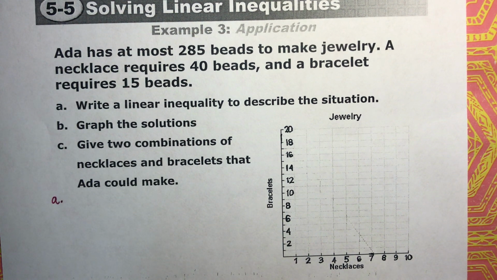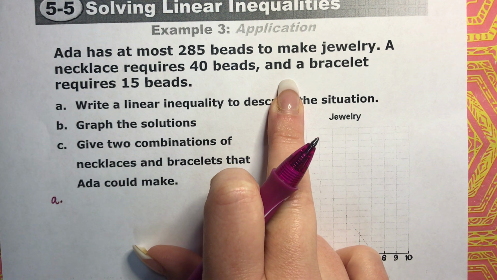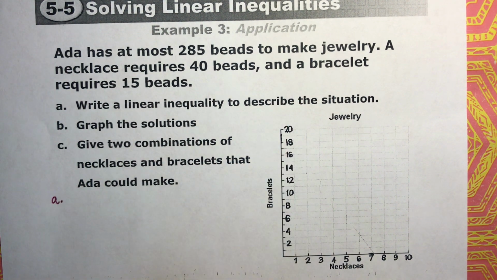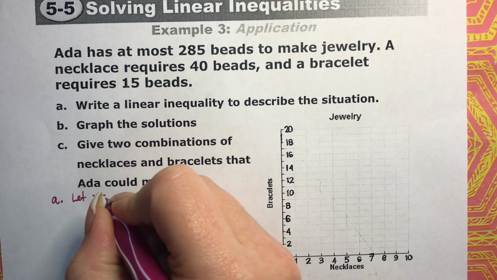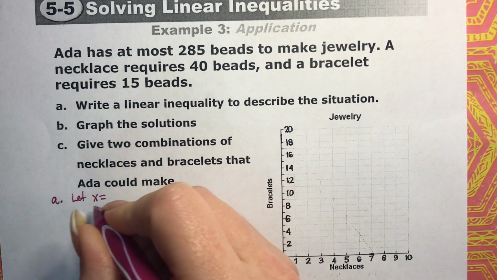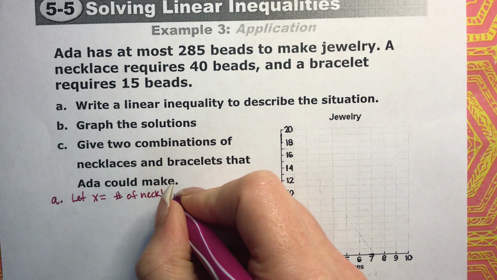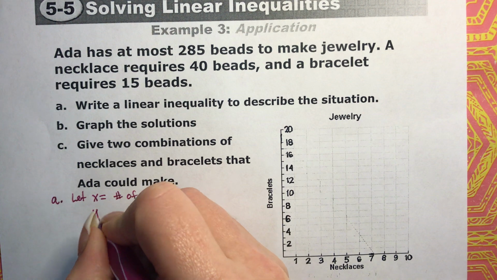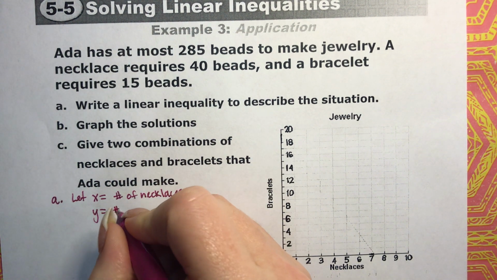So what are the 2 things that we're talking about? Well, we're talking about beads, right? But we're talking about making necklaces and making bracelets. But we don't know how many necklaces or how many bracelets we're gonna make. So those are our variables. So we're gonna start off and say let X equal the number of necklaces, and then let Y equal the number of bracelets.